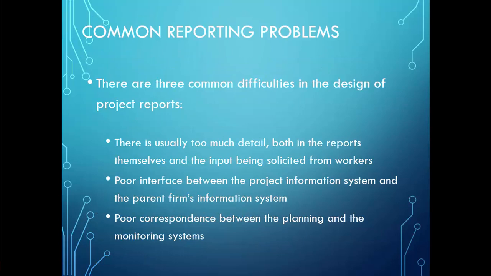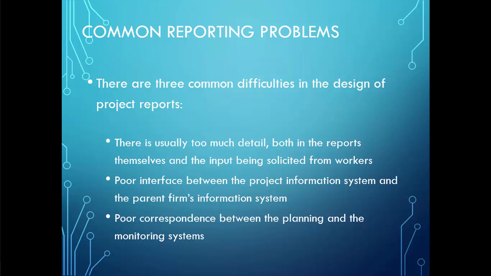Some of the common reporting problems are reports and workers' feedback that include too much detail, which leads to the loss of the actual topic that should be reported. Poor interface between the project information system and the parent firm's information system. If we have two different systems, then we have to make sure that the interface between these two systems is working properly. Otherwise, again, that will make us lose some of the information between the two systems.